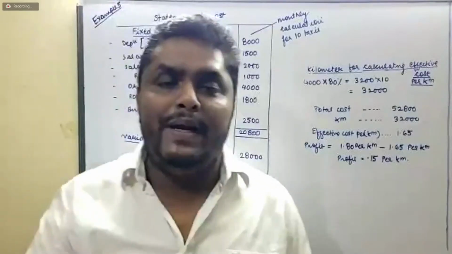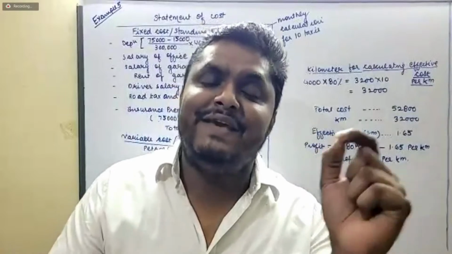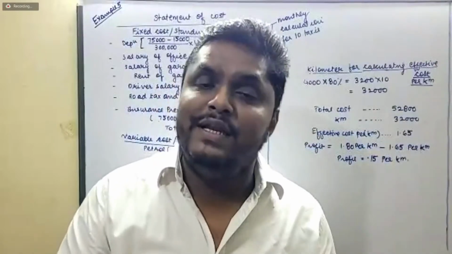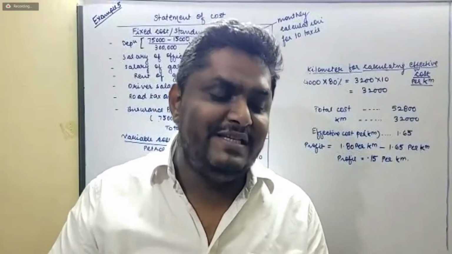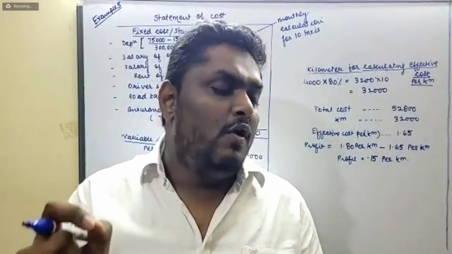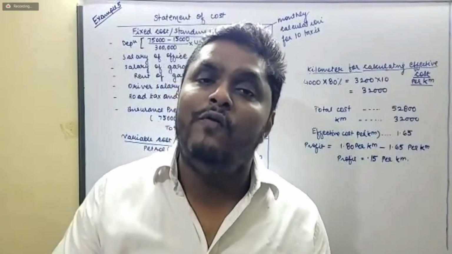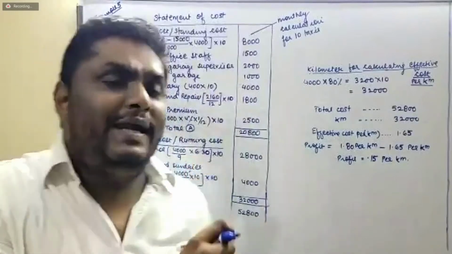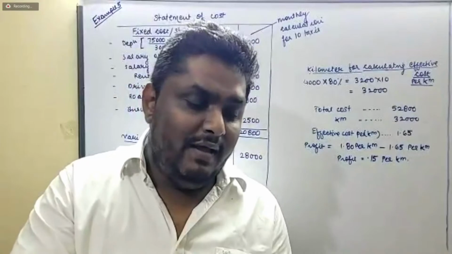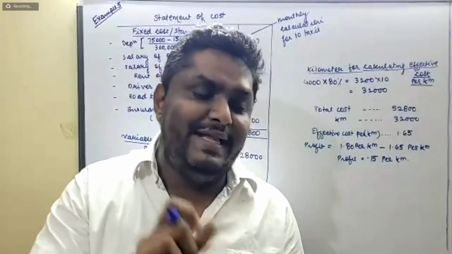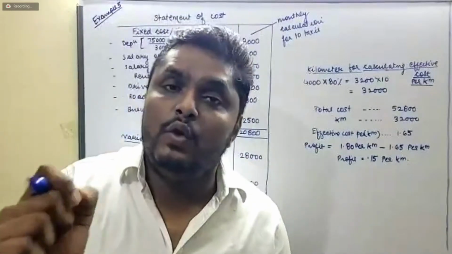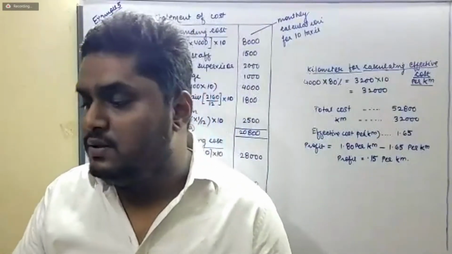Again, when talking about petrol, the taxi gives an average of 9 kilometers per liter. So total 4,000 kilometers divided by the average of 9. So on an average, consumption of diesel is how much? 444.4444 liters, into the rate of diesel, which is 6 rupees 30 paisa. So this is how we get the diesel cost per taxi, that is 2,800. If we multiply it by 10, we get the total diesel cost, that is 28,000.